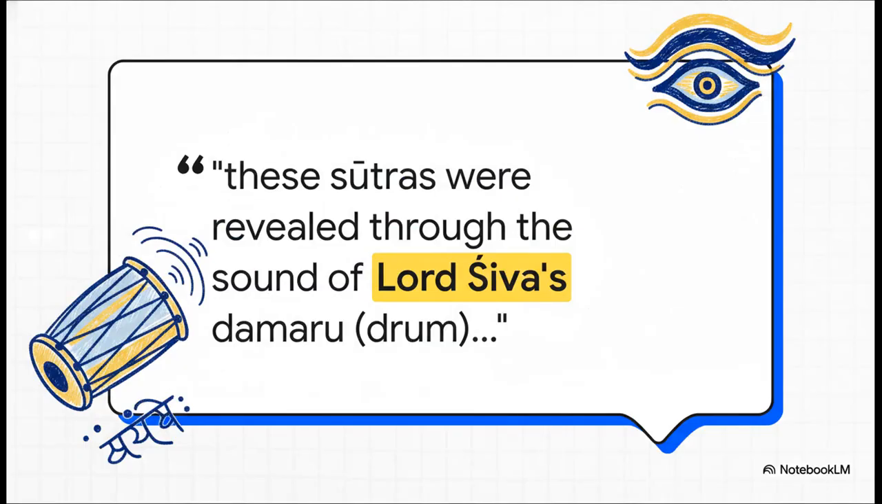You know, a system this elegant has to have a pretty cool origin story. And it does. The logic behind this whole chart comes from something called the Maheshwara Sutras. And the story goes that these phonetic rules weren't invented. They were revealed through the sound of Lord Shiva's cosmic drum. I mean, what a perfect metaphor for a system that is all about sound and vibration, right?